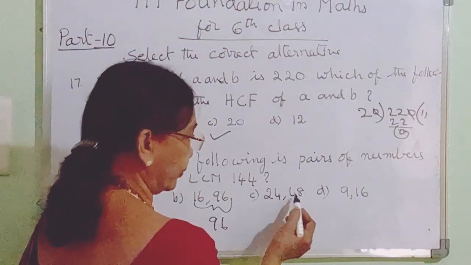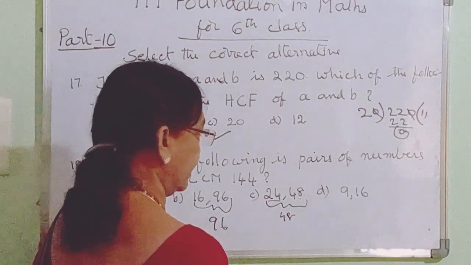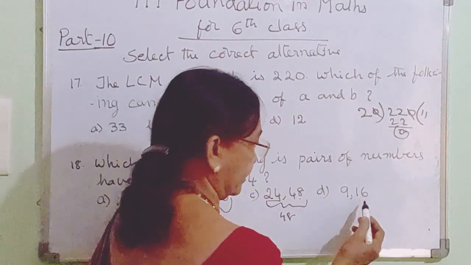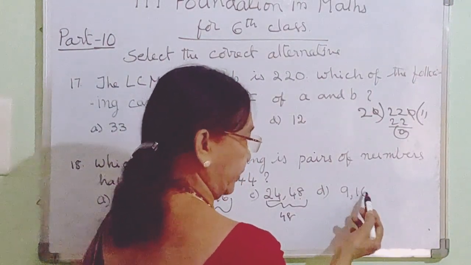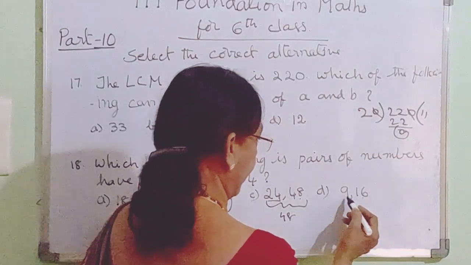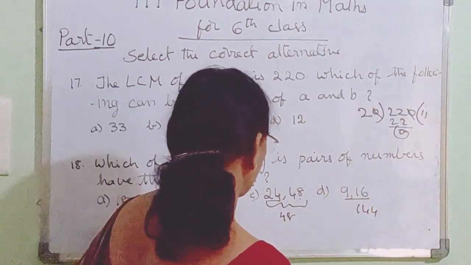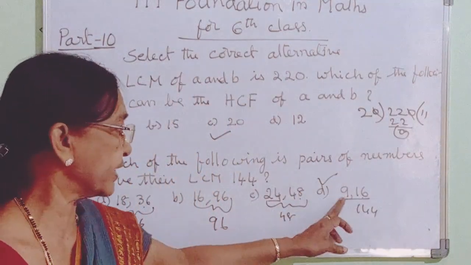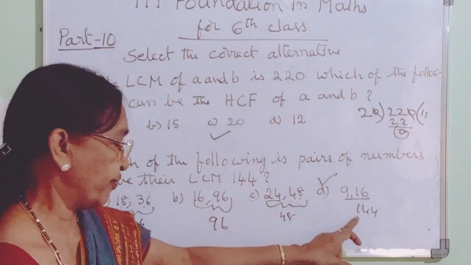And 24 times 2 is 48. Therefore, the LCM is 48. And 9 is not a multiple of 16. Therefore, the product 16 times 9, which is 144, is the LCM of these two numbers. Therefore, option D is correct. The LCM of 9 and 16 is 144.